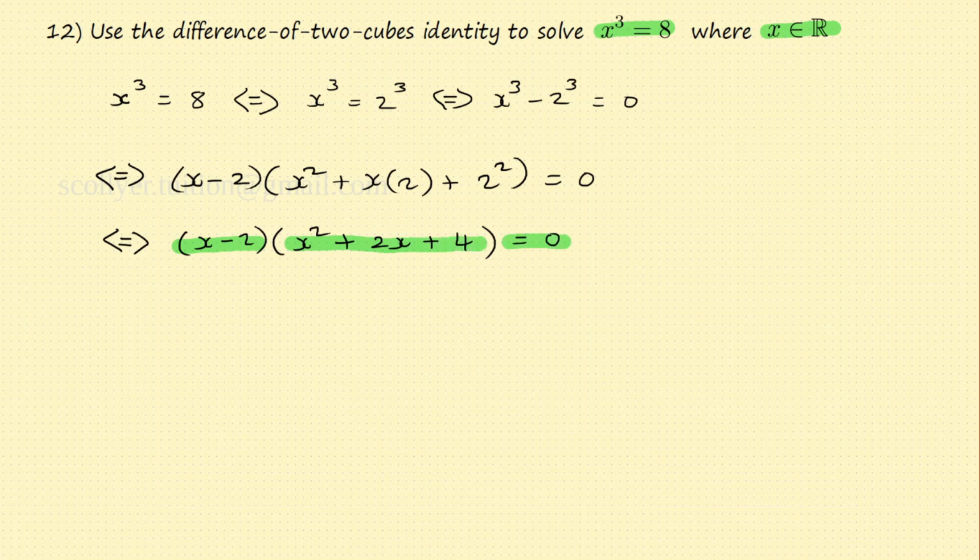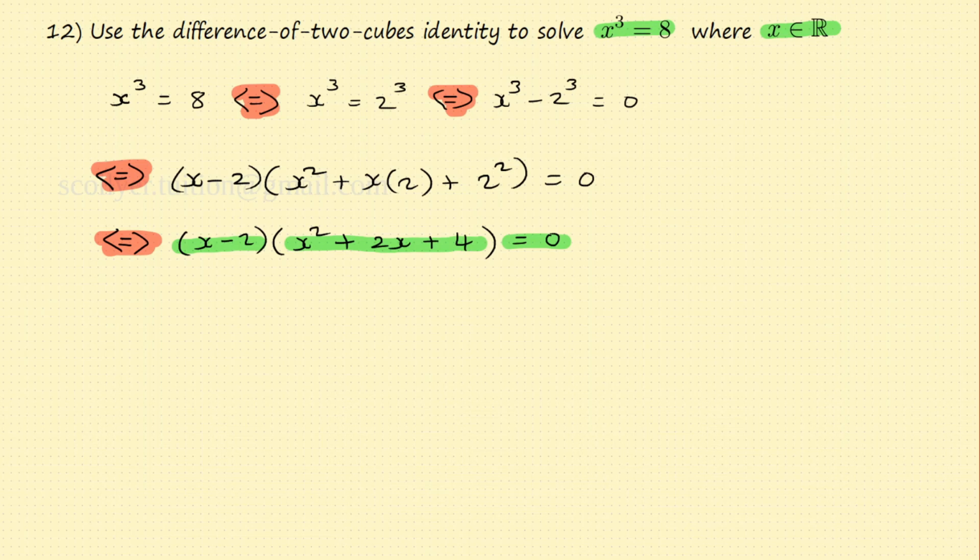Now note that I have been using the equivalence symbol in each of these transformations. I've been using that because x cubed equals 8 can be turned into x cubed equals 2 cubed, but similarly we can turn x cubed equals 2 cubed back into x cubed equals 8. We can also do the same thing for x cubed minus 2 cubed equals 0. We can turn that back into x cubed equals 2 cubed.